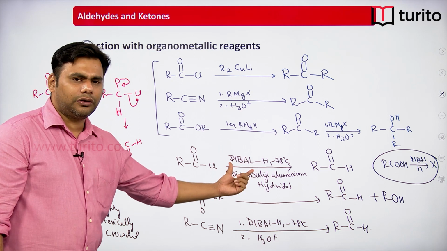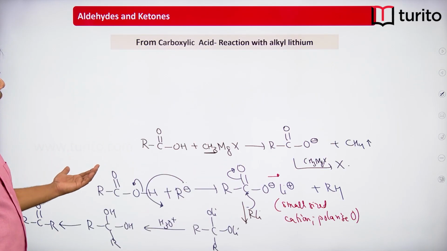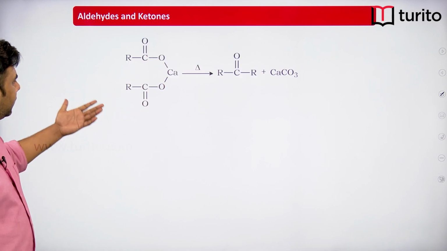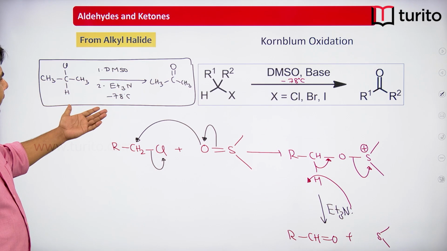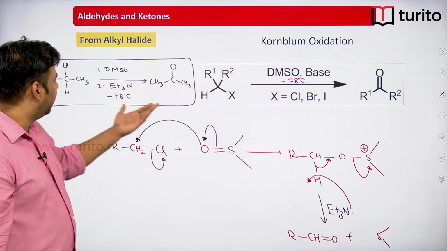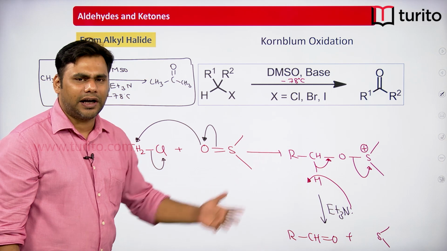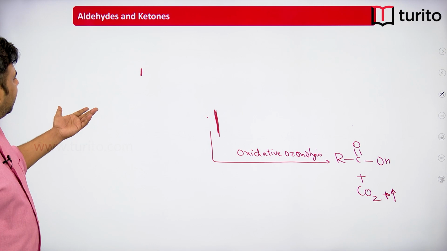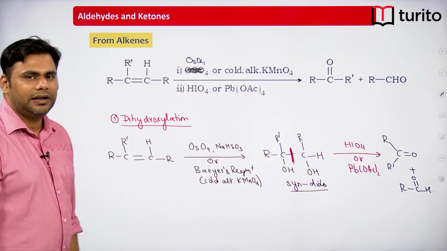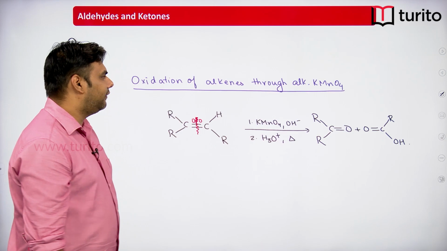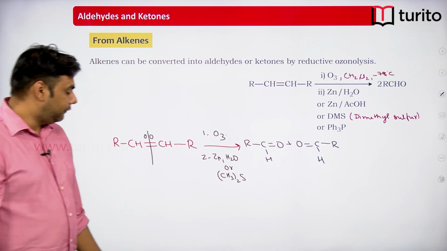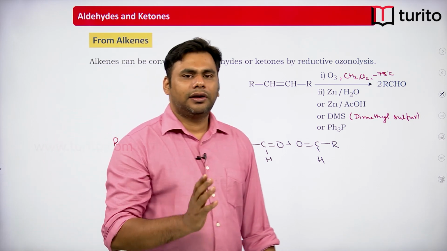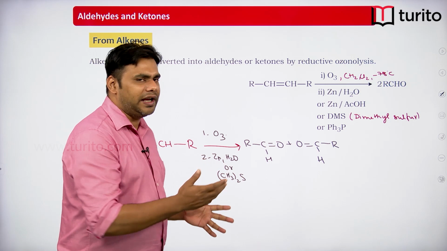Only thing was the introduction of DIBAL-H. Rosenmund was a new one. Carboxylic, again this was directly from your organometallic compounds. So this was a new reaction from carboxylic acid. Oxidation of alcohol we have already done. Alkylides, this was the same mechanism as that of Swern oxidation, easy to remember. Similarly, from alkynes or from alkenes, they were repeated reactions that we have done in the hydrocarbon chapter. So if you look at the chapter, this preparation, I am talking about preparation, doesn't have much of a new reaction. Most of the reactions are repeated ones.